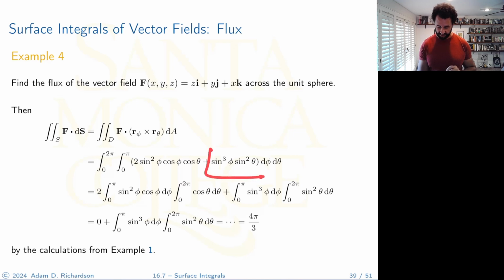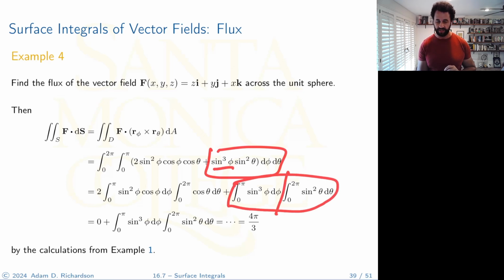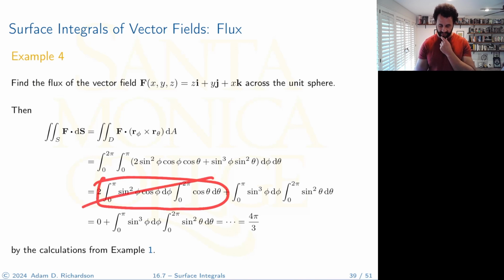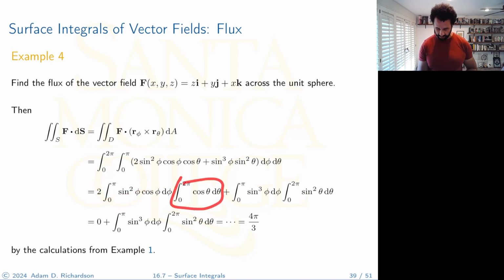Then I've got this other integral right here, and same thing, I can split it into a product of two integrals because this is only a function of phi, and this is a function of theta, so I can split it like so. Now, oh yeah, this is actually going to become 0. That's going to cancel out because this integral will be 0.